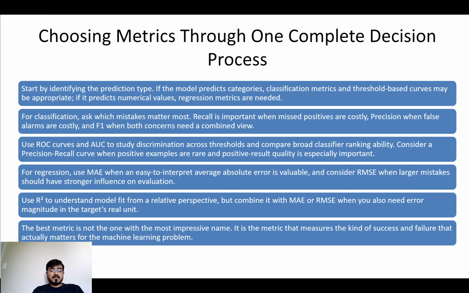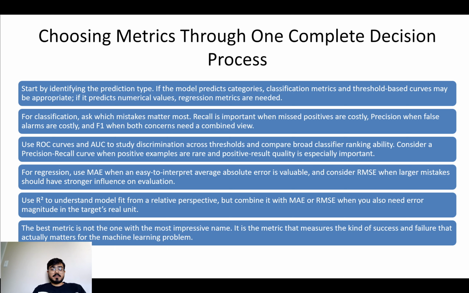So now we have learned about both classification metrics and regression metrics. An important question comes up: which evaluation metric should we use? So the answer is simple. There is no single metric which is best for every machine learning problem. The right metric always depends on the type of predictions we are making and the goal of the application.